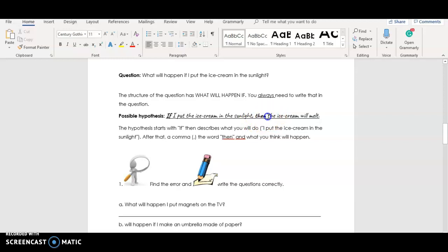And then the possible result. This you can invent. In my case, I put the ice cream will melt. Why will melt? Because you don't know if it's going to happen or not. That's why it's a hypothesis. A hypothesis is something that you think it will happen or it will not happen.